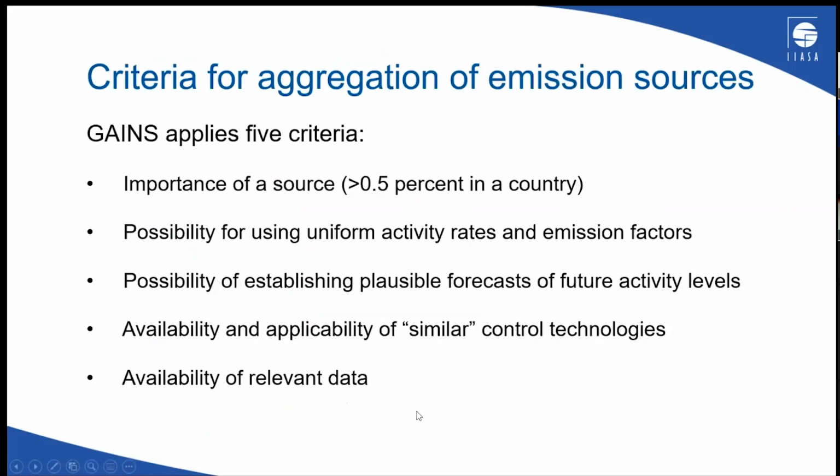Now, what is the criteria of aggregation of emission sources? The GAINS model applies basically 5 criteria. One is the importance of a source. I mean, the source must have a contribution of more than 0.5% in a country, region, or city.